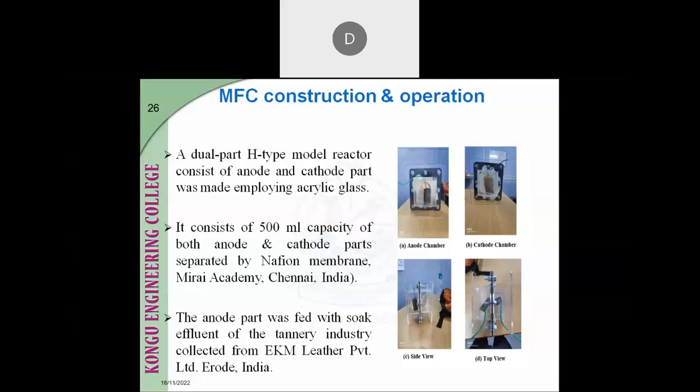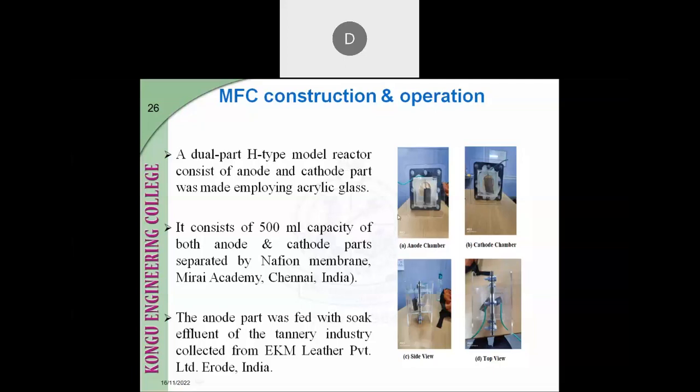Also, the operation procedure is very mild and quiet. MFC can be employed in low temperature and low strength wastewaters. The applications of MFC are many, especially in wastewater treatment, bioenergy generation, biosensors, biohydrogen production, desalination, and so on.